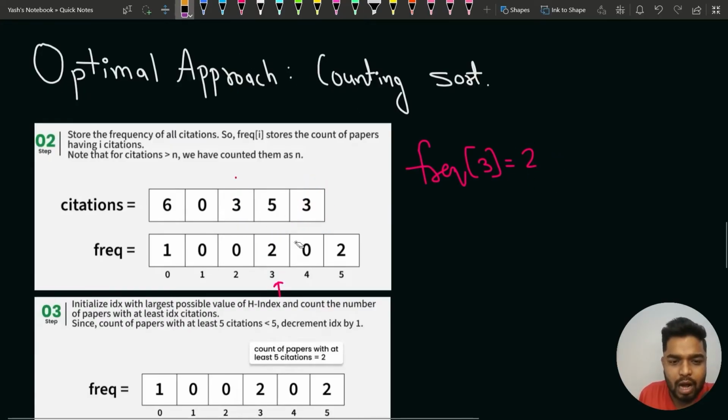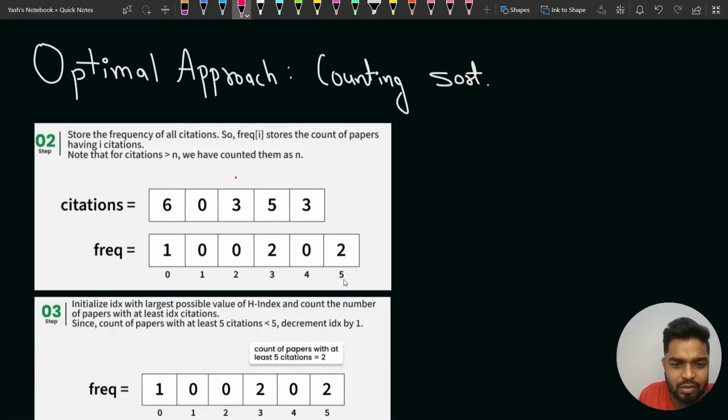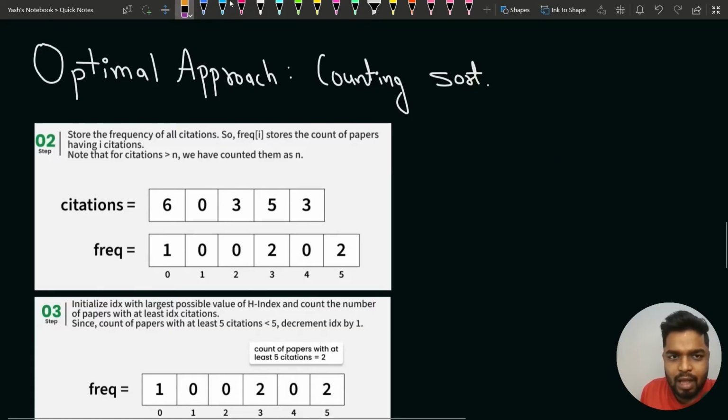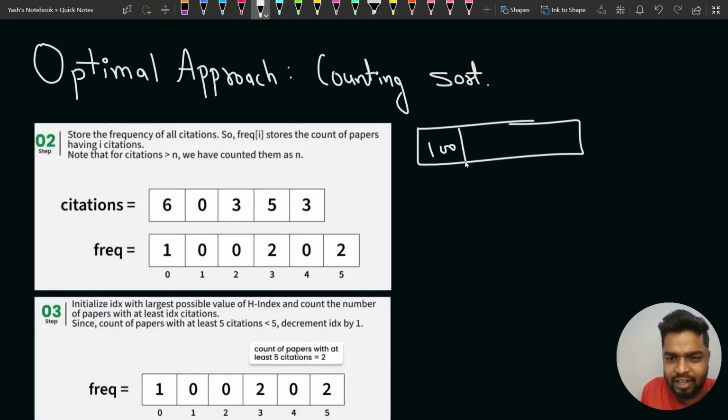Now another thing is that we have declared the frequency array with size equal to n here. Since the frequency array is the same size as the citation array, why did we declare it that way? Because suppose the citation array was given something like this, and suppose that one particular entry was, say, 5 citations here.